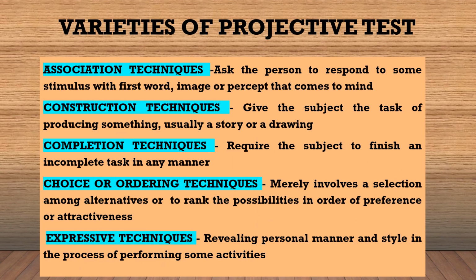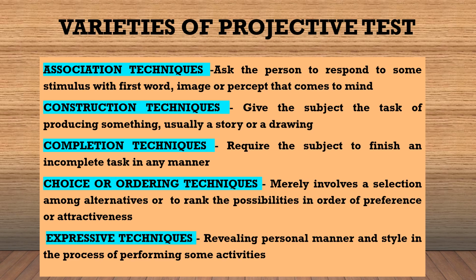Varieties of projective test. Projective tests are categorized into 5 groups based on the types of responses required from the subject. In association technique, the person is asked to respond to some stimulus with the first word, image or percept that comes to mind. Construction technique gives the subject the task of producing something, usually a story or a drawing. For example, 2 cartoons are given and a dialogue is to be written.